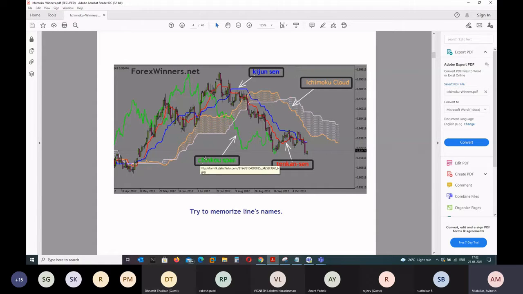When I say complete system, the system consists of entries, exits, when to enter, when to exit, and where to trail the stop. Everything is inbuilt within the system. You can also measure the momentum. Ichimoku will show you when the momentum is there, when the momentum is lacking, or when the instrument will tend to consolidate.